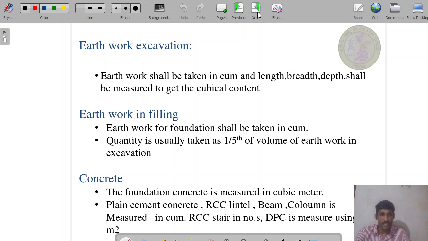Estimation itself tells us it is a probable cost. Sometimes the quantity is not measured exactly as it is; it is the nearest value. For that reason they mention the nearest value. It is the probable cost. Now, for various items of work, we can discuss what units are there, by using which units we have to measure different items of work.